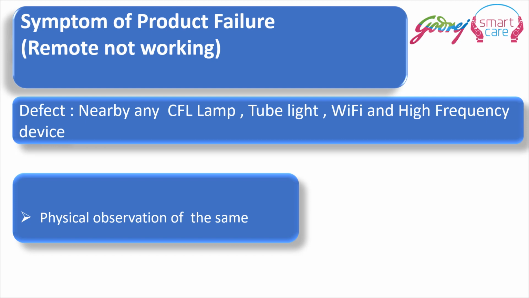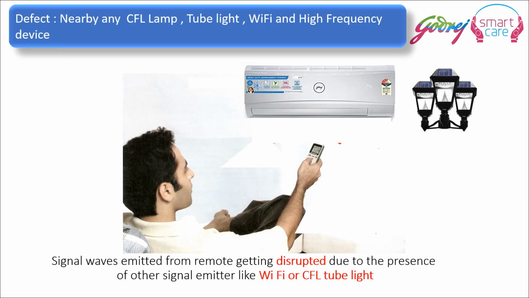Then the next defect: check whether there are any CFL lamps, tube lights, Wi-Fi or high frequency generating devices installed just near the indoor unit. CFL lamps emit some high frequency and they interfere with the working of the remote control, and therefore they have to be removed, or replaced at a distance far enough so as not to interfere with the working of the remote. Wi-Fi units or CFL tubes have to be installed at a little distance from the indoor unit so that the interference is not there.